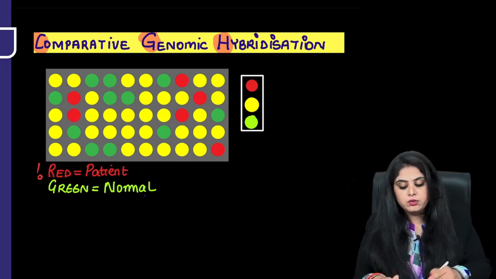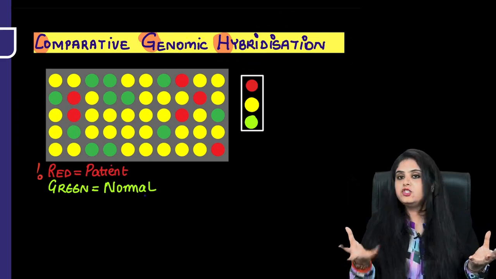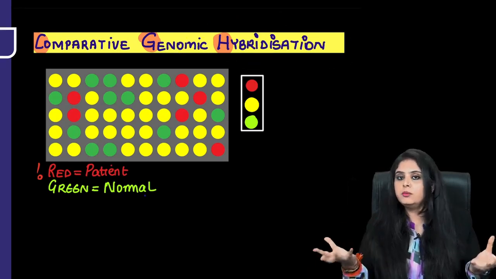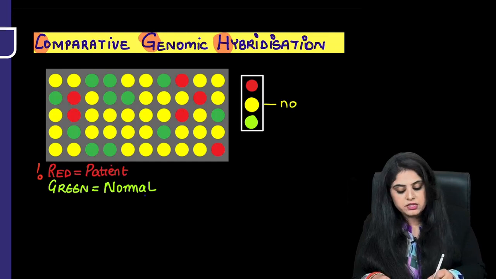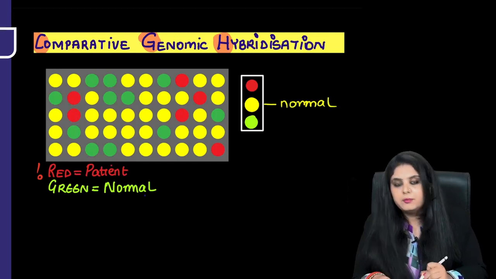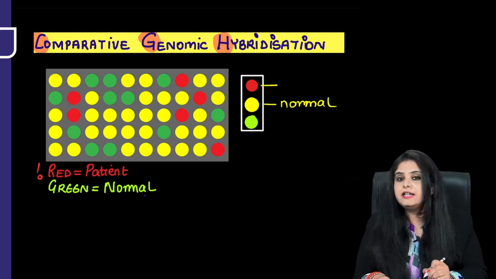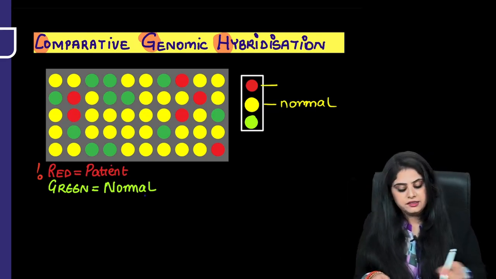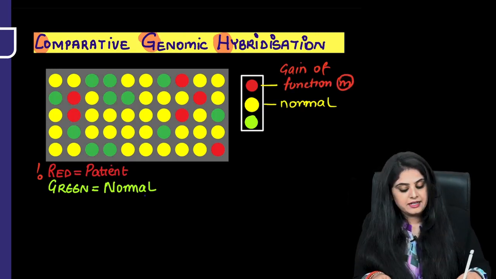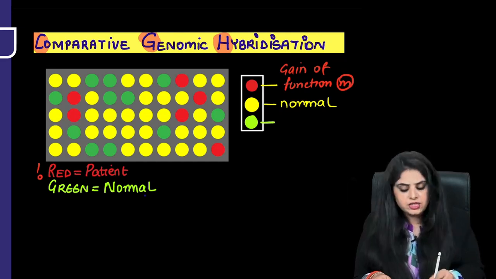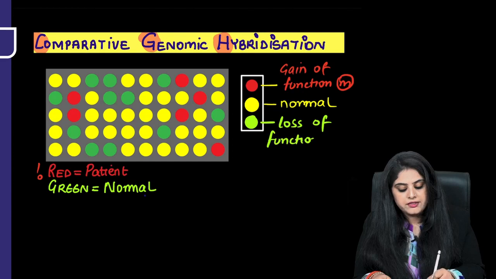Now, what will you do? You're going to hybridize the patient's genes and the normal genes. If you get a yellow color, it means the patient is normal. Yellow color means normal. If you get a red color, red is at the top now, this means this person has a gain of function. Something is extra. This patient has some gain of function mutation. And if you get a green color, green is at the bottom, so there is going to be some loss of function mutation that is going to occur.